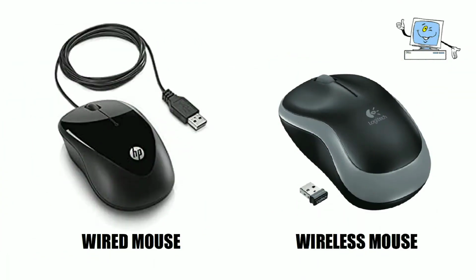Here are examples of a mouse. On the left side, we have the wired mouse. On the right side, we have the wireless mouse that is connected through Bluetooth. Reminder, a mouse usually has two buttons, a primary button and a secondary button. Many mice also have a wheel between the two buttons, which allows you to scroll smoothly through screens of information.